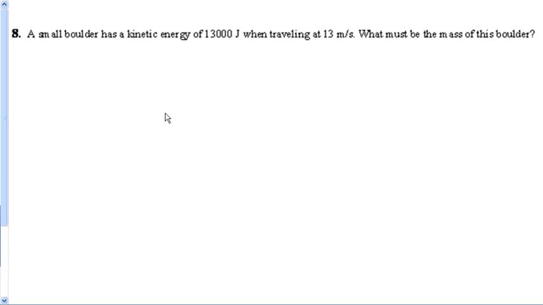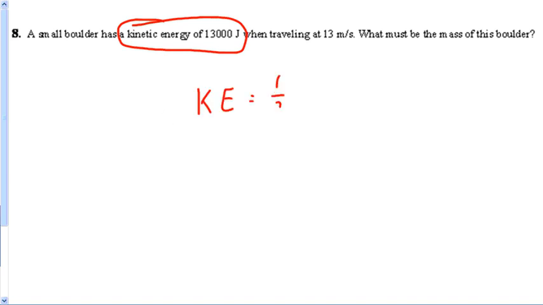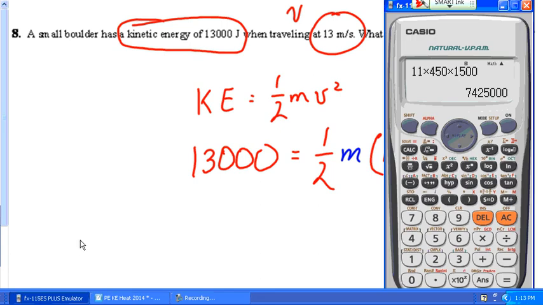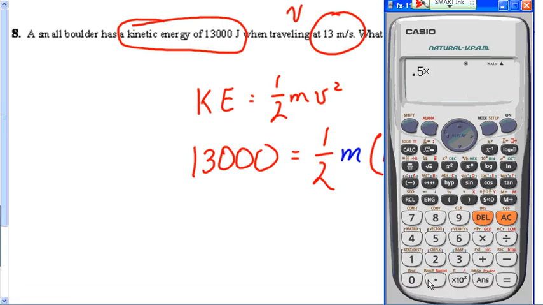Next one. A boulder has a kinetic energy of... So this is a kinetic energy problem. Looks like it gave me a velocity, and it's asking me to find mass. Well, no problem. That's going to be 13,000 equals 1 half of m times 13 squared. So what exactly is half of 13 squared? Half of 13 squared is 84.5.